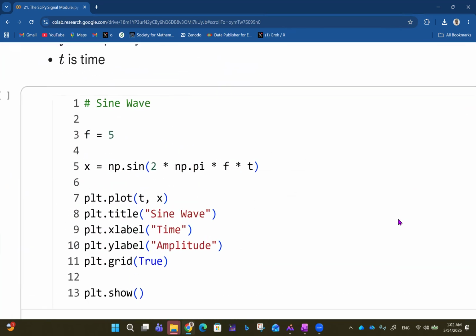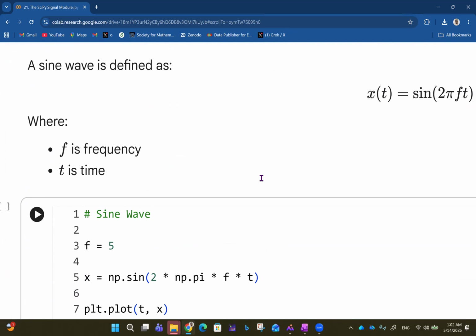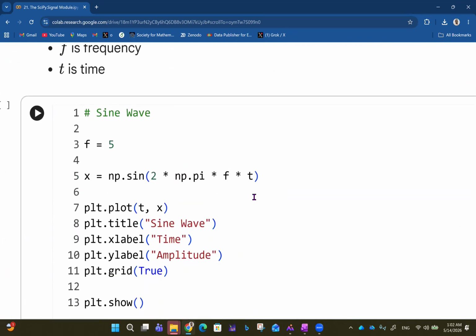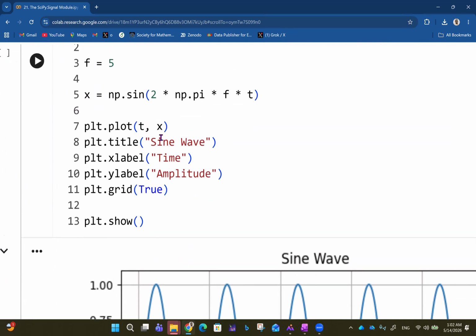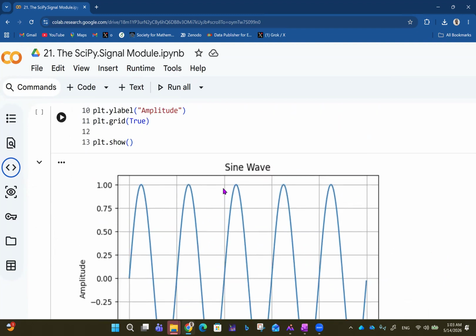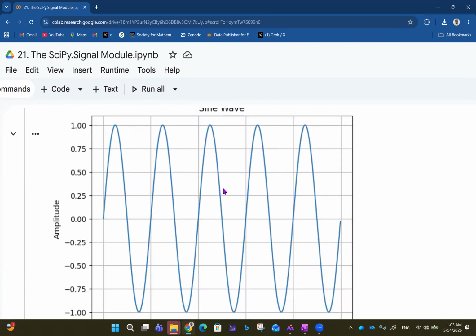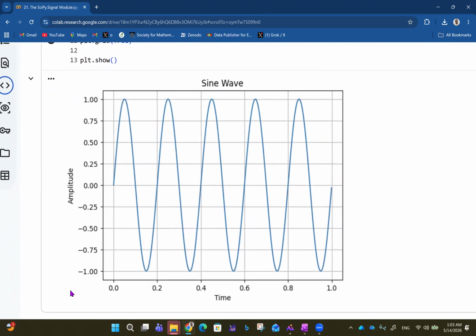So here now f is 5. If you take the frequency to be 5 hertz and the sample is 2 pi ft, what we saw up there, so now our frequency f is 5. And then you just plot t comma x. So you plot the signal against time, with time on the x-axis and amplitude on the y-axis for the sine wave. This is exactly what you get. You have the time running from 0 to 1, and you have the amplitude on the other side.